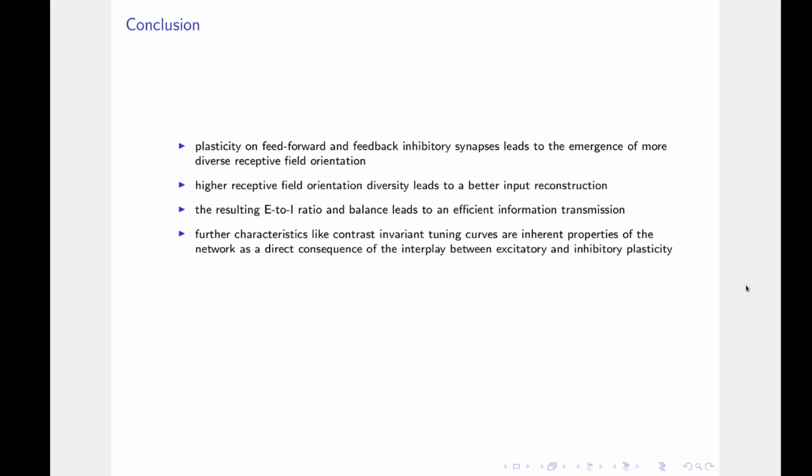In conclusion, we have shown that the plasticity on the inhibitory feed-forward and feedback connections is essential for the development of a good input representation, and that the resulting E to I ratio improves metabolic efficiency and leads to contrast invariant tuning curves as an inherent feature of the network.